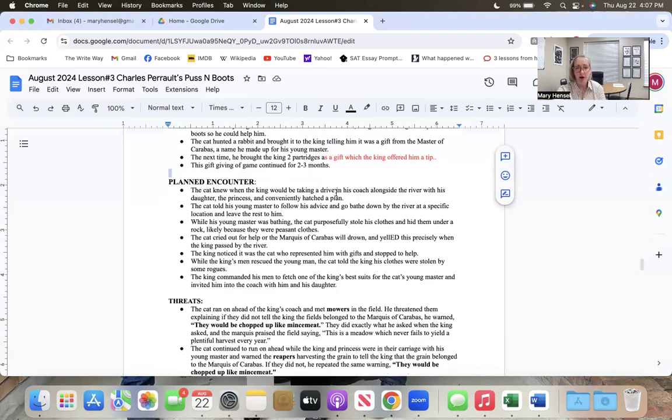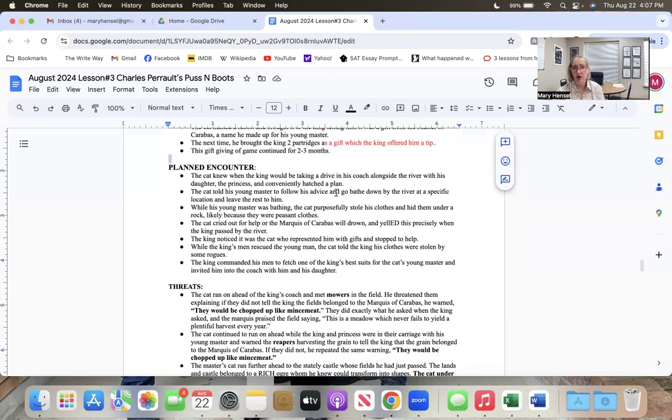Then we have the planned encounter. The cat knew when the king would be taking a drive in his coach alongside the river with his daughter, the princess, and conveniently hatched a plan. The cat told his young master to follow his advice and go down by the river at a specific location and leave the rest to him.